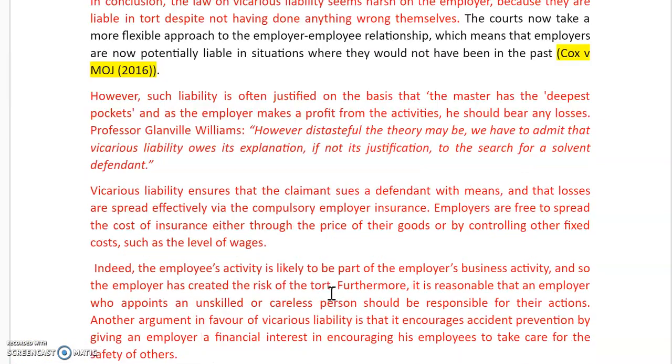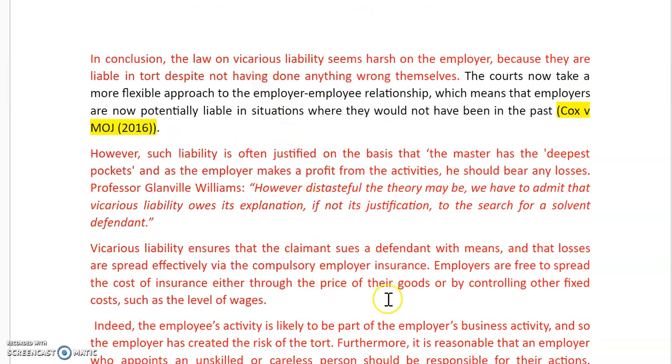So reaching a conclusion now, but there is quite a lot of evaluative points that you could sum up here. So we want to link back to the question. In conclusion, the law on vicarious liability seems harsh on the employer because they're liable in tort despite not having done anything wrong themselves. And we can make the point here that the courts now take a much more flexible approach to the employer-employee relationship, which means that employers are now potentially liable in situations where they wouldn't have been in the past. And Cox is a nice example of that.